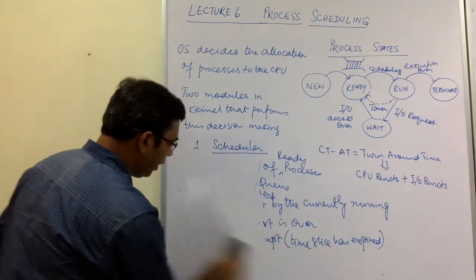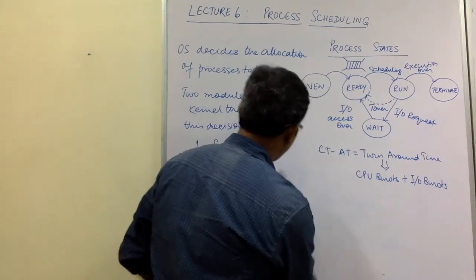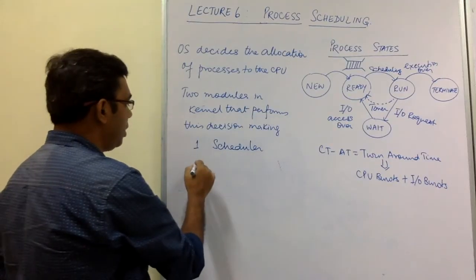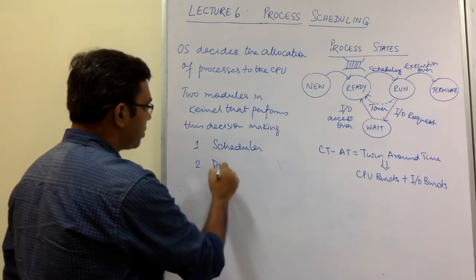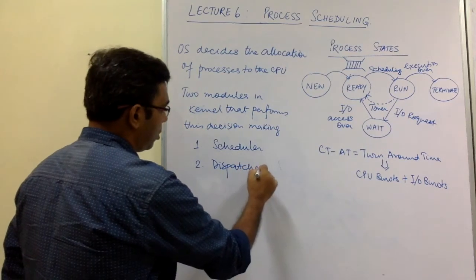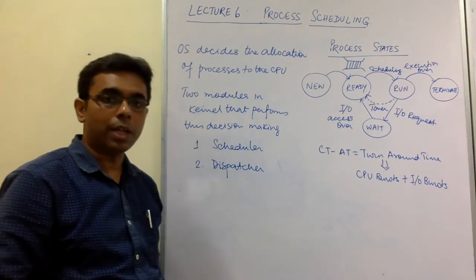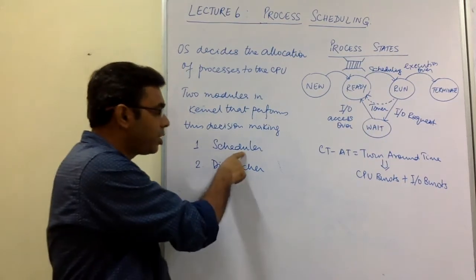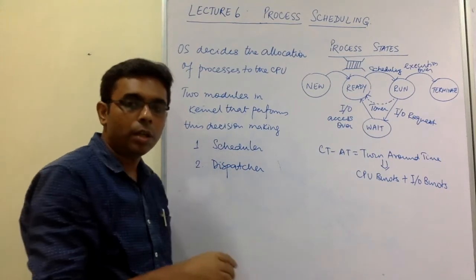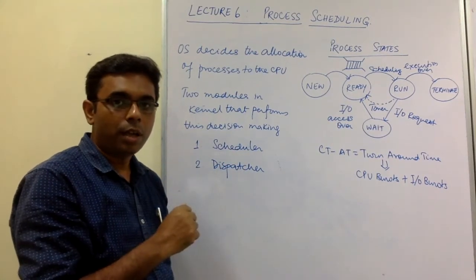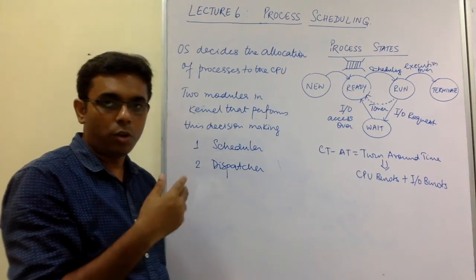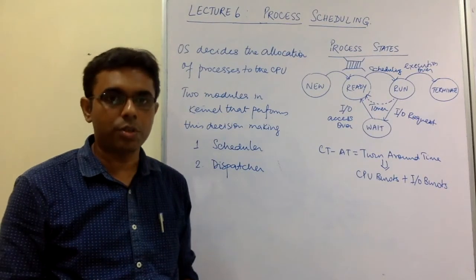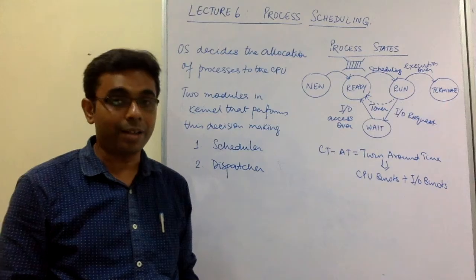Okay. The next is, there is one more module in the kernel related to this scheduling decision making, and that is called a dispatcher. Now this is the module that actually allocates that particular process to the CPU, the one that has been decided by the scheduler when one of those conditions occurs. The decision has been taken by the scheduler, and now it's the job of this module called the dispatcher to dispatch, that is, to allocate that particular process to the CPU. So that is what it does.